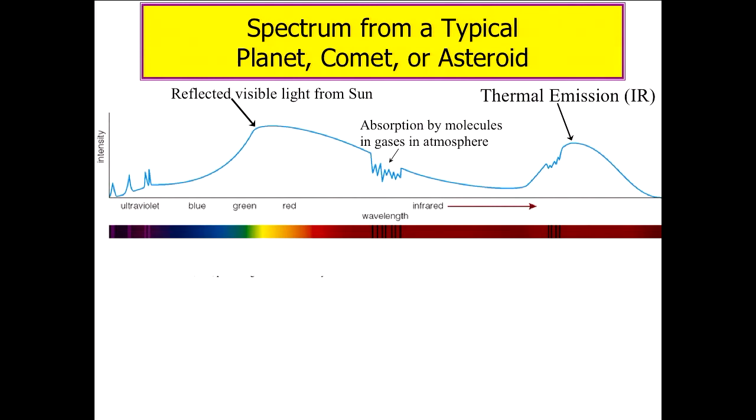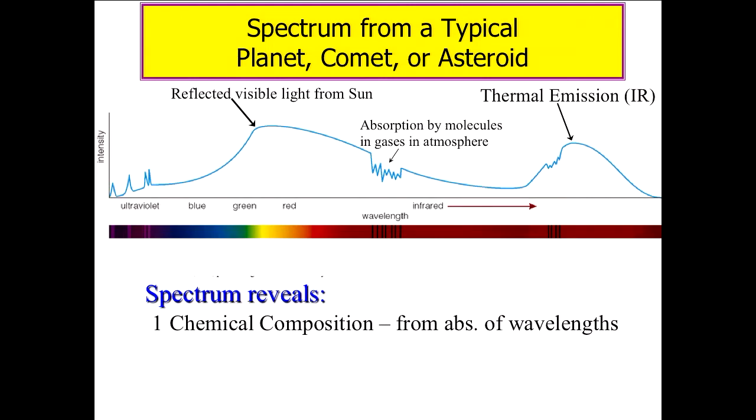And so this funny sawtooth-like looking pattern represents the specific wavelengths at which the light is absorbed due to the atoms that are in the atmosphere of that planet, or molecules, either way. So you can analyze the chemical composition, the types of atoms that are in the atmosphere, from exactly which wavelengths are absorbed. So to summarize, this spectrum not only tells you about the sun, that's the sunlight reflecting off of it, but you can learn something about the chemical composition of the atmosphere from the absorption of wavelengths.